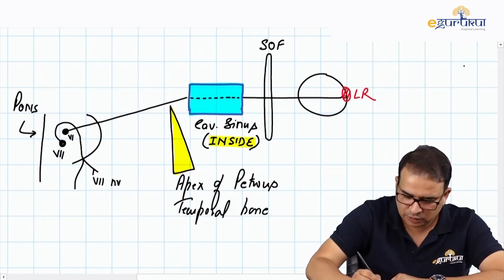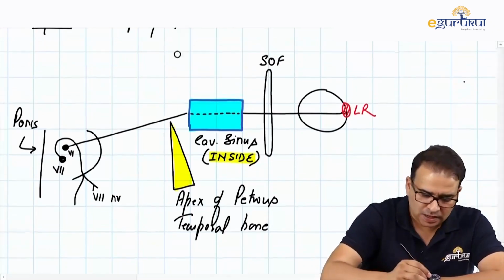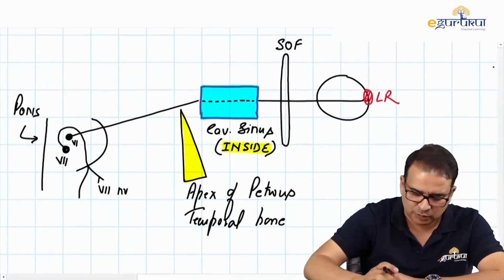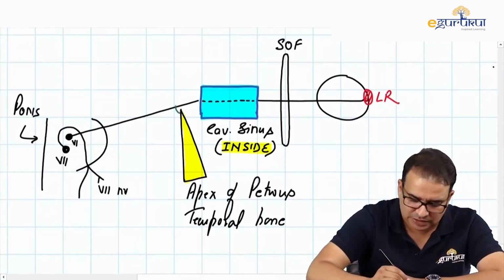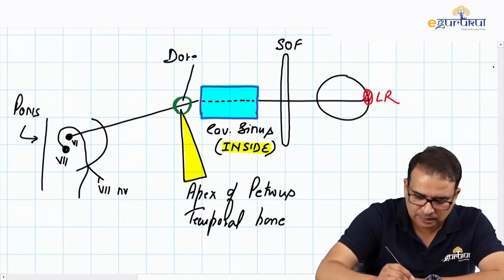Apex of the petrous temporal bone, and to that apex we have the sixth nerve related here. Close to the apex of petrous temporal bone, there is a ligamentous canal which is present here. There's a canal which is made up of ligament, guys. They've asked this question twice about this canal. This canal is called the Dorello's canal.